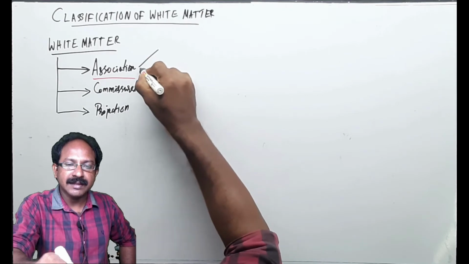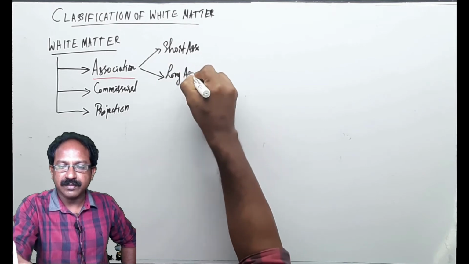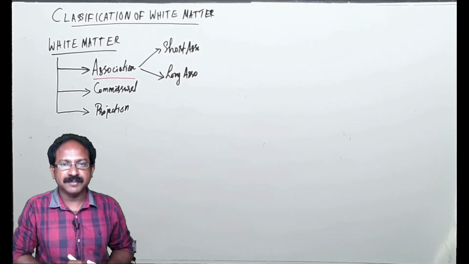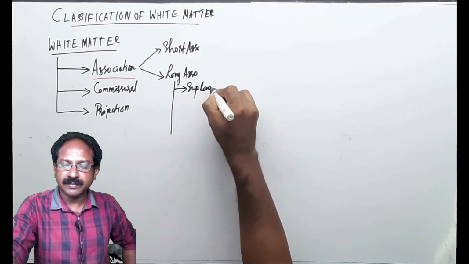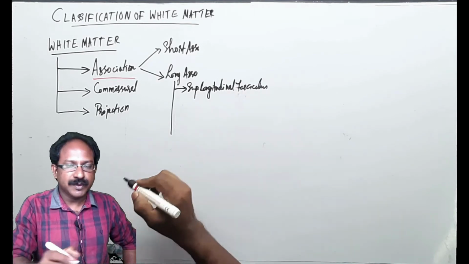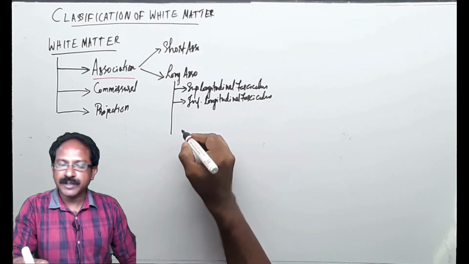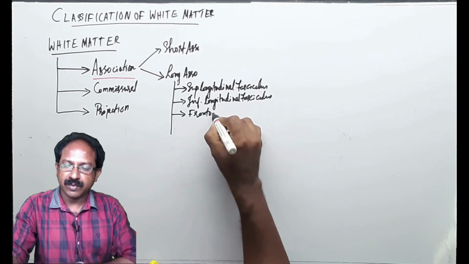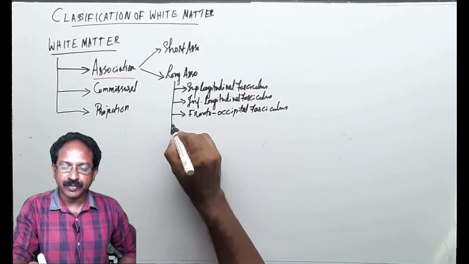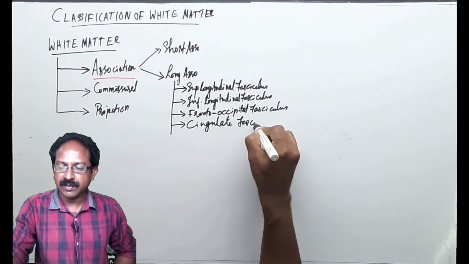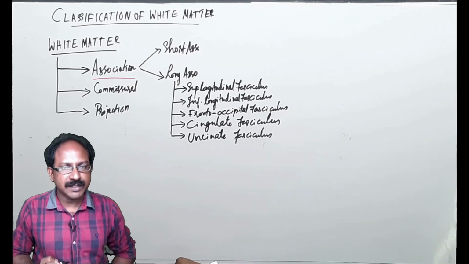Association fibers are again subdivided into short association and long association fibers. The long association fibers are again divided into the superior longitudinal fasciculus, inferior longitudinal fasciculus, fronto-occipital fasciculus, uncinate fasciculus, and cingulate fasciculus.